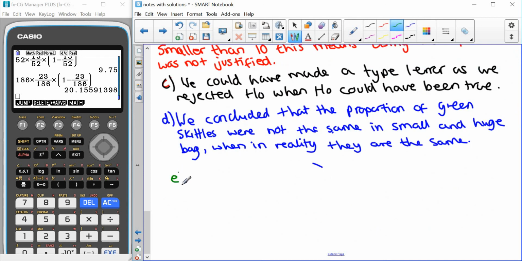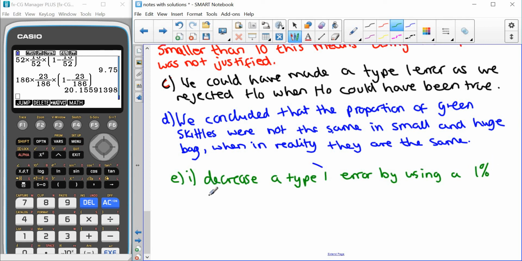So this is for E, i. We can decrease a type 1 error by using a 1% significance level instead of 5%, but this is going to increase the chance of making a type 2 error, so it's not decreasing both of them.